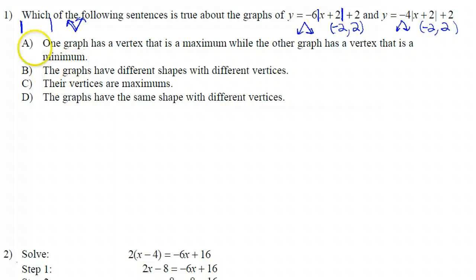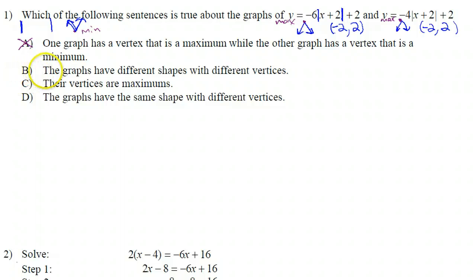So now let's go through each one of these and determine which one is the one that describes these two features the best. So first it says one graph has a vertex that's a maximum, whereas the other has a vertex that's a minimum. So what does that mean? Remember, if the vertex, the point of the V is at the top, it's called a maximum, like these. If it's at the bottom, like the original example here, that would be called a minimum. But these are the two we're looking at. We notice they're both at the top, so they're both maximums. So one is not a minimum, so it cannot be A.